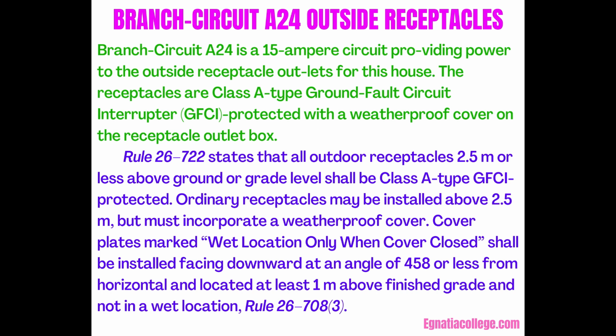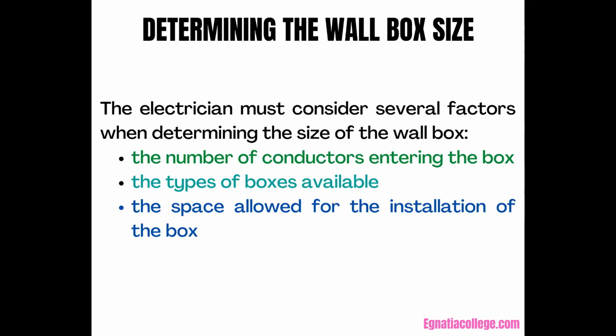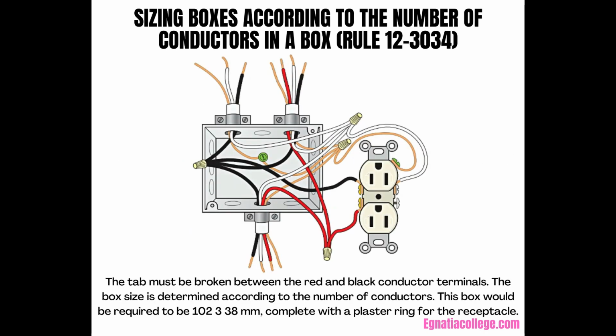26-708-3. Determining the wall box size. The electrician must consider several factors when determining the size of the wall box: the number of conductors entering the box, the types of boxes available, and the space allowed for the installation of the box. Sizing boxes according to the number of conductors in a box, Rule 12-3034.